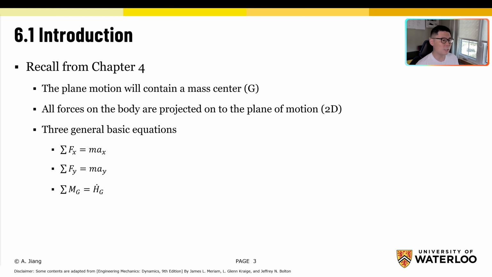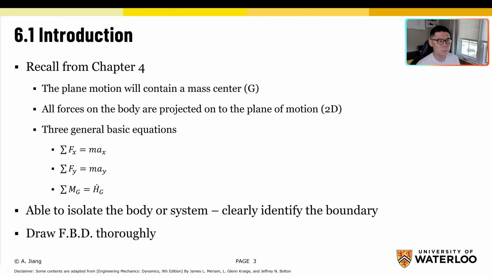A quick debrief of chapter 4: the plane motion contains a mass center G. All forces on the body are projected onto the 2D plane of motion. That's what we are only interested in. Three general basic equations: sum of Fx, sum of Fy, and sum of moment about the mass center G.